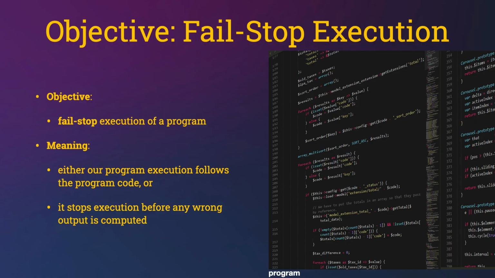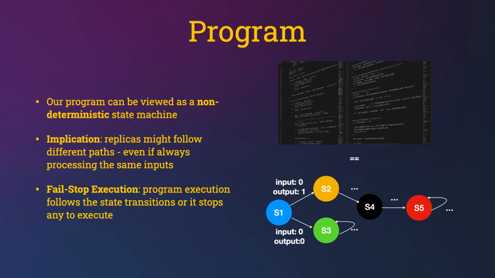So either it produces an output that is computed in accordance to the program, or it stops execution before a wrong output is produced. So our program we could view as a non-deterministic state machine. And here on the slide we see on the right bottom some non-deterministic state machine. So it can get certain input, and in some cases, say it's in state S1, if it gets input 0, it might go to state S2, or it might go to S3. So it has some non-deterministic behavior. And what we want to make sure is that even in such a state machine that is non-deterministic, we can ensure fail-stop behavior.